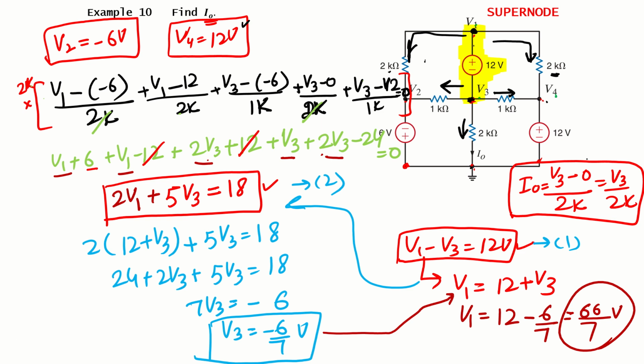Okay. Our target in this question was to get the value of I naught. We know V3. What will be the value of I naught? I naught will be V3, which is minus 6 over 7, divided by 2k. So what will be our answer, students? This 2 and this will be cancelled. So we have minus 3 over 7 milliampere. So this is our I naught of this circuit. Thank you so much.